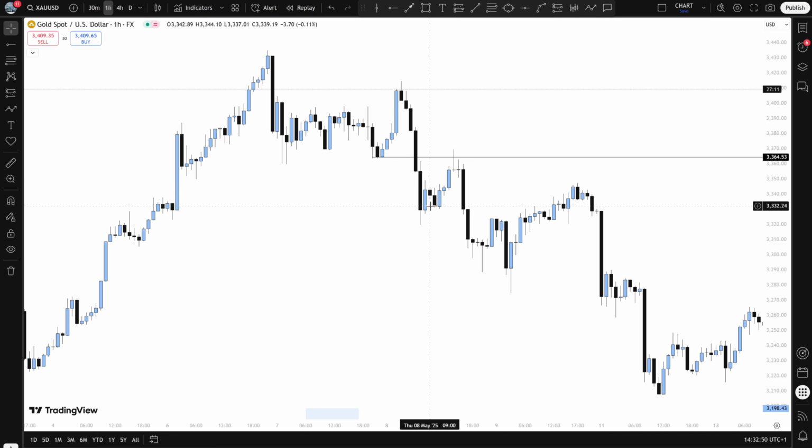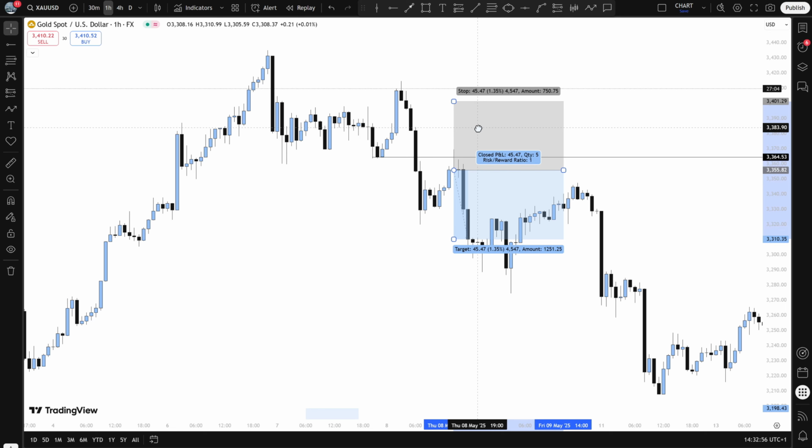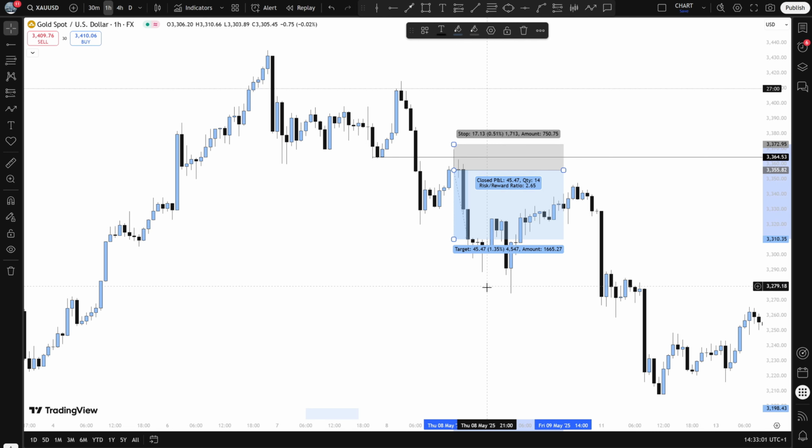Then price rallied all the way down, gave us a double bottom here, then pulls back to retest and leaves us a weak rejection here. This is where we execute our trade. Now, trend is bearish, and also we have a strong break and retest around that level.